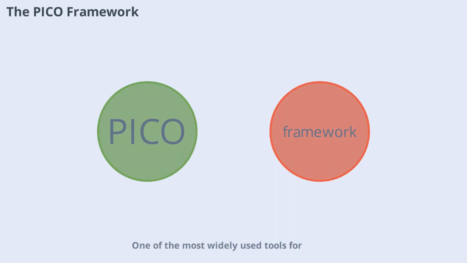One of the most widely used tools for formulating research questions in medicine is the PICO framework. PICO stands for Patient Population, Intervention, Comparison, and Outcome. This structure helps researchers create focused, answerable questions, especially for clinical studies. By clearly defining each element, you can ensure your research question is specific and relevant. Let's break down each component of PICO to see how it guides question development.